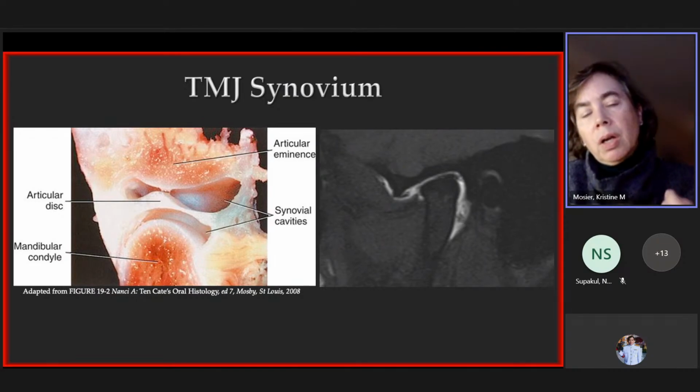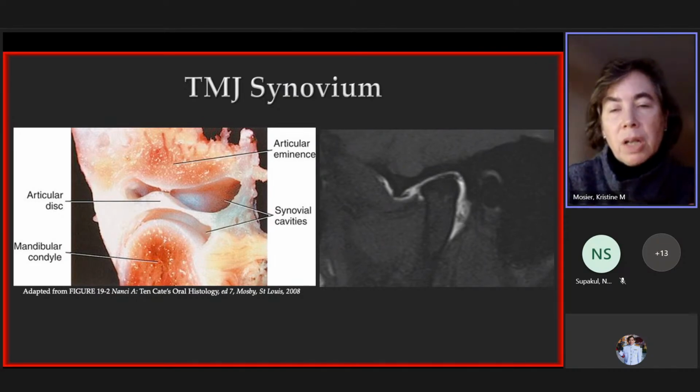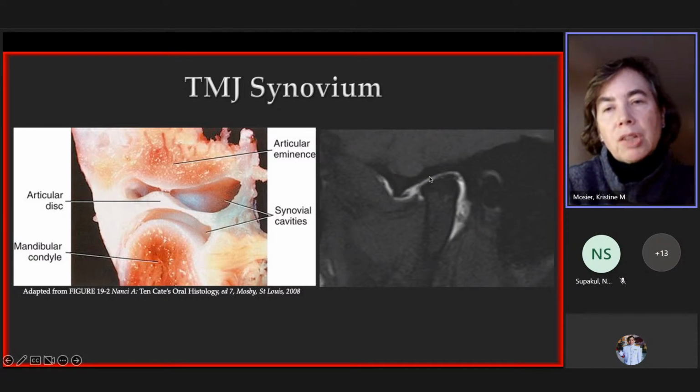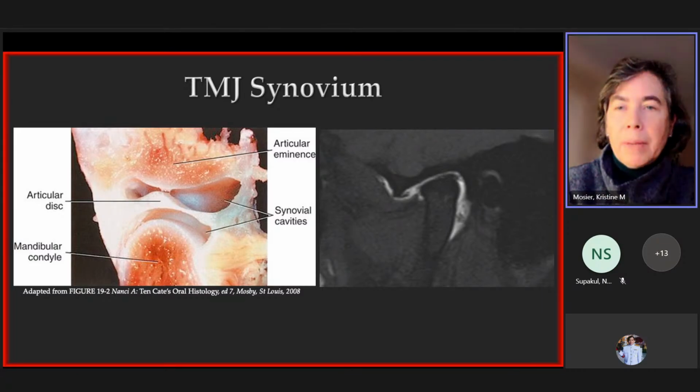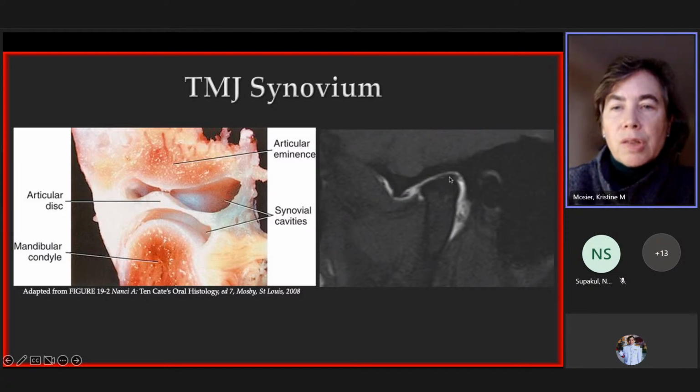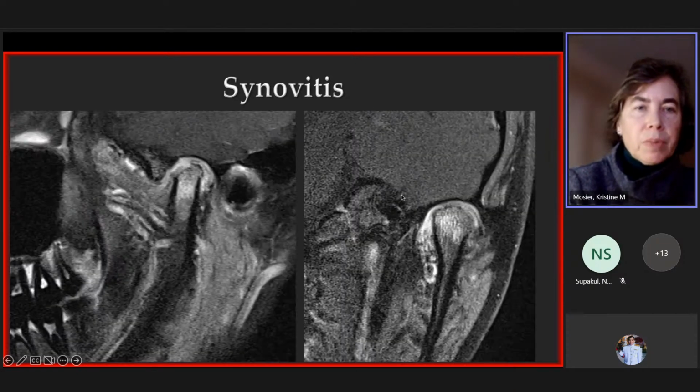So we'd actually done a conventional arthrogram beforehand, injected contrast, and then we also injected Isovue, and we also injected gadolinium into the joint space as well. And so that's what we're seeing here, the outline of the synovium with contrast, and you can see that very nicely on this image.